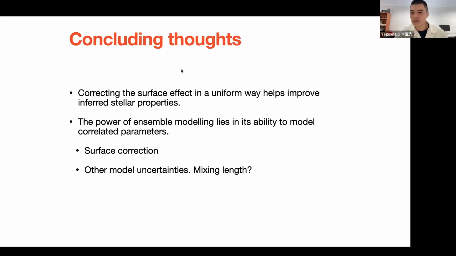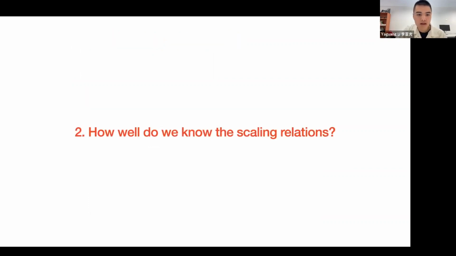So some concluding thoughts on this. Correcting the surface effect in a uniform way helps improve inferred stellar properties. And I think the power of ensemble modeling has been overlooked so far, and it really lies in its ability to model correlated parameters. Surface correction is just one example. We can also use this methodology to constrain other kinds of parameters like mixing length, or maybe core overshooting, et cetera, and the list goes on. So that's the first part of today's talk.